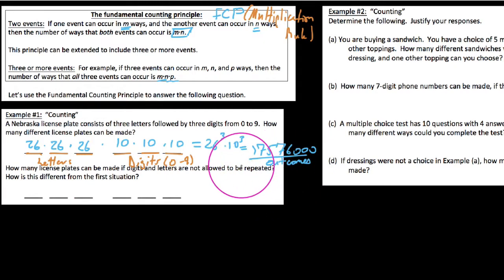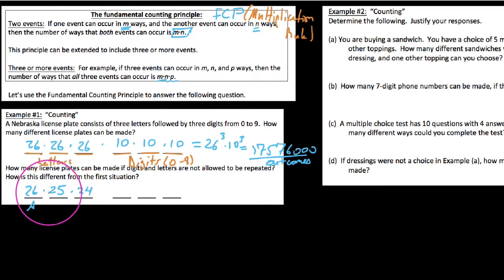So now I want to change the situation a little bit here, but it says how many license plates can be made if digits and letters are not allowed to repeat, okay? A little bit different in this situation. We say it's different from the first situation in that we can still choose from 26 letters to put in this first spot, but the moment we choose, let's say I choose the letter A. Once I've chosen A, if I'm not allowed to repeat letters, then I have one less letter to choose from my next spot. So this actually becomes 25, and the next one would naturally become 24.